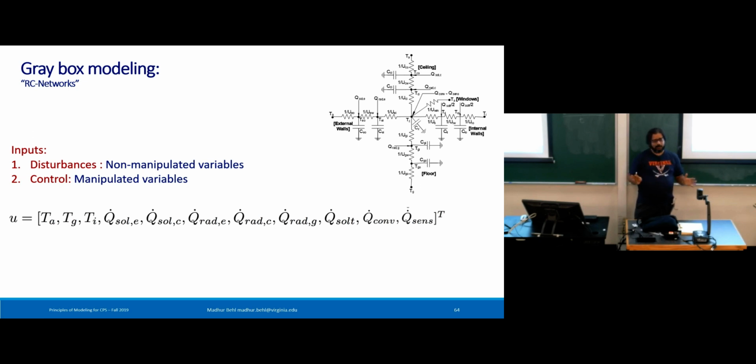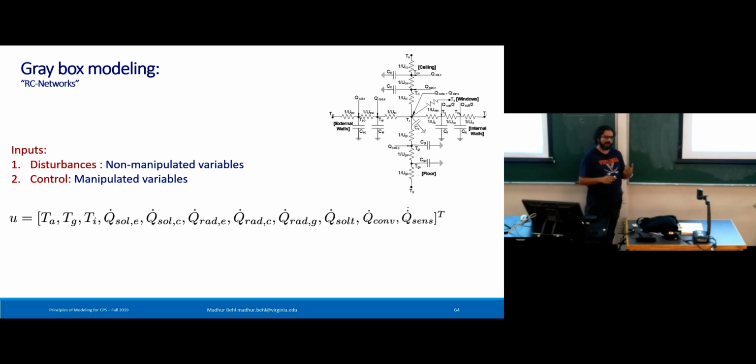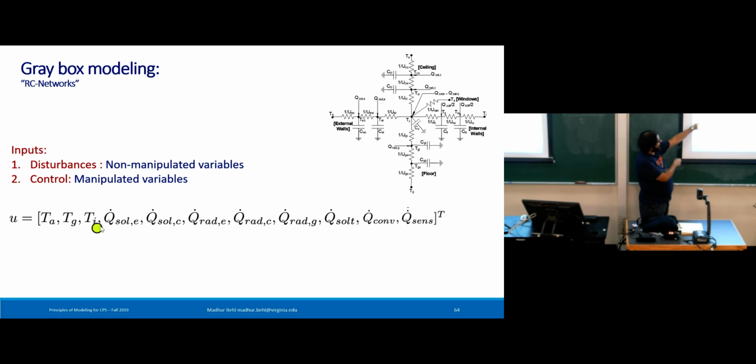So these are non-manipulated or disturbances to the model, but there are some things that we can directly change. Those are called manipulated variables or control variables. So in this long list of inputs, which ones do you think can be described as control variables? The temperature, you mean this temperature? This is the temperature of the adjacent zone.